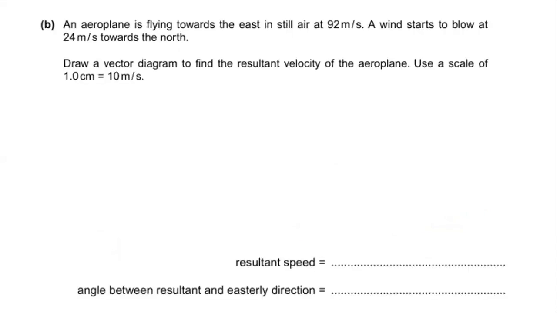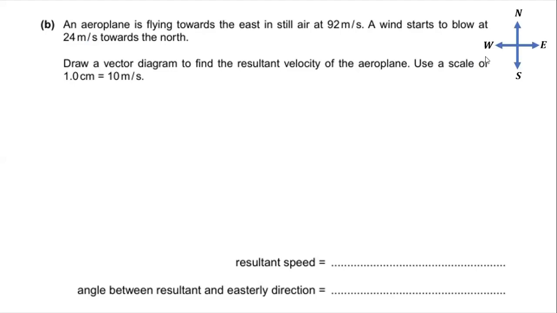B part. An aeroplane is flying towards the east in still air at 92 meters per second. Wind starts to blow at 24 meters per second towards the north. Draw a vector diagram to find the resultant velocity of the aeroplane. Use a scale of 1 centimeter showing 10 meters per second. So we can use our ruler. So here 92 and 24.